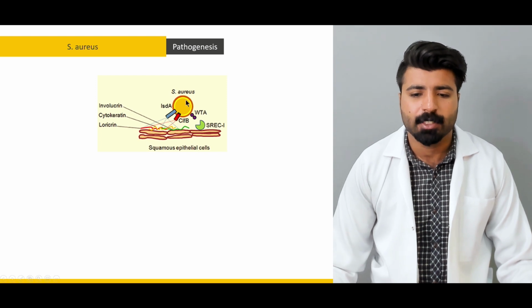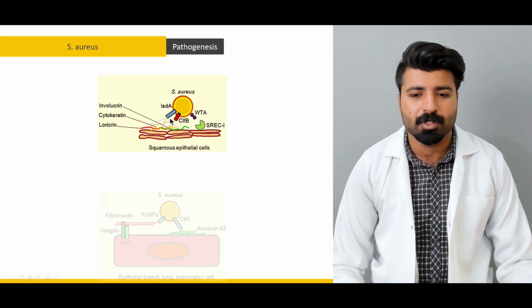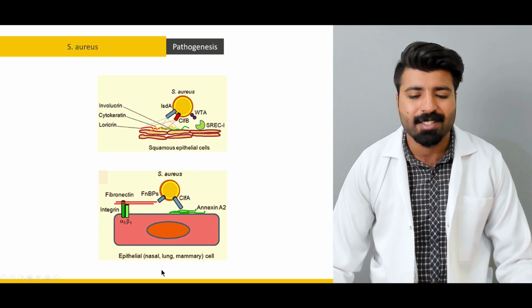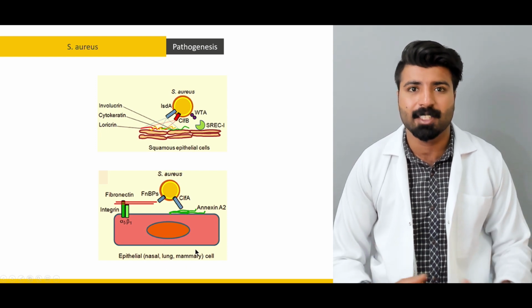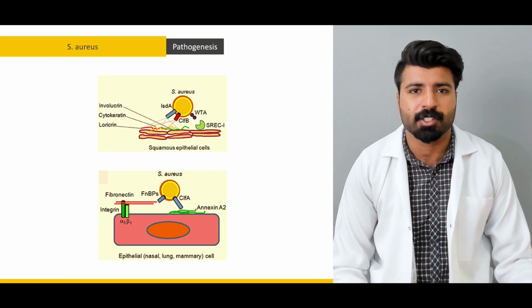As you can see, it's a Staph aureus. It has these structures coming out of it, ISDA, CLFP, and WTA receptors present, and they have to interact with SERCA1 on the squamous epithelial cells. And already there's involucrin, cytokeratin, and loricrin present. So they are going to interact with them in order to damage those cells. So what's going to happen in nasal and lung and mammary cells? These cells are mostly prone to this kind of infection, mostly prone to Staphylococcus aureus infection.